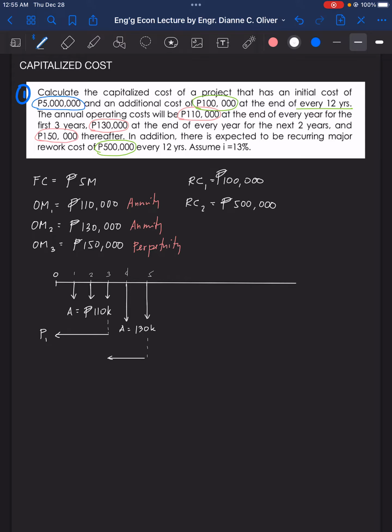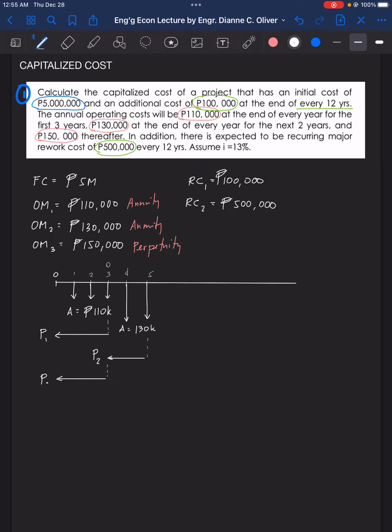So this is the year 0 for this perpetuity. Then from here, let's name that as P2. We will use compound interest to move that for here.